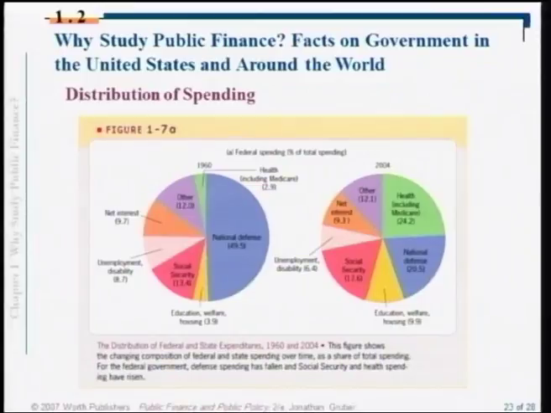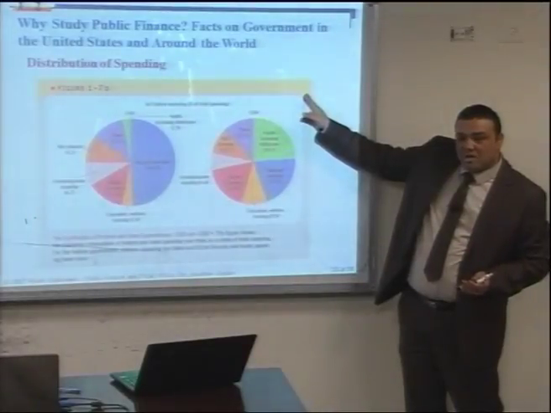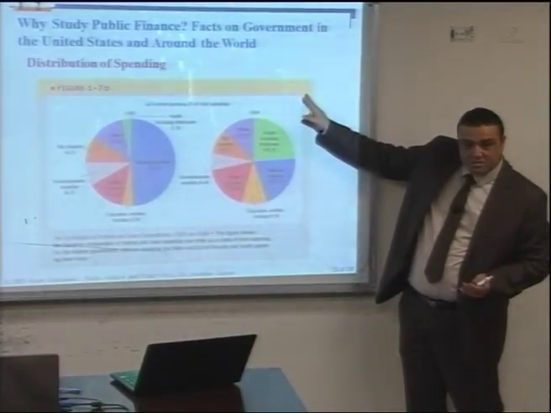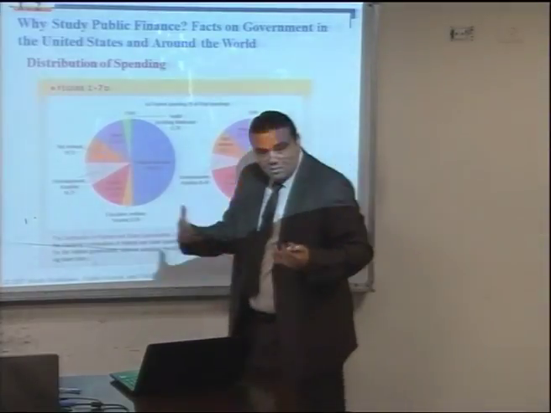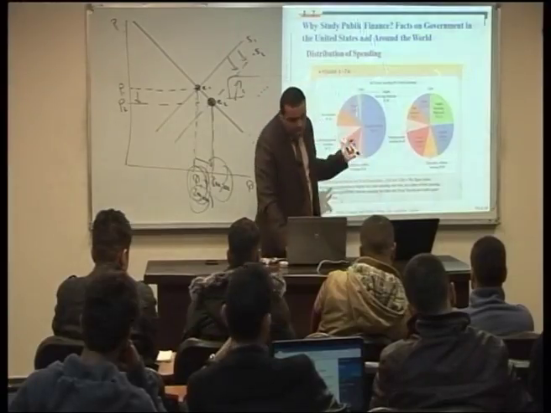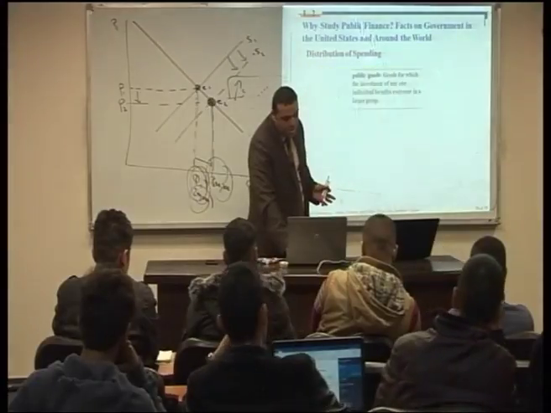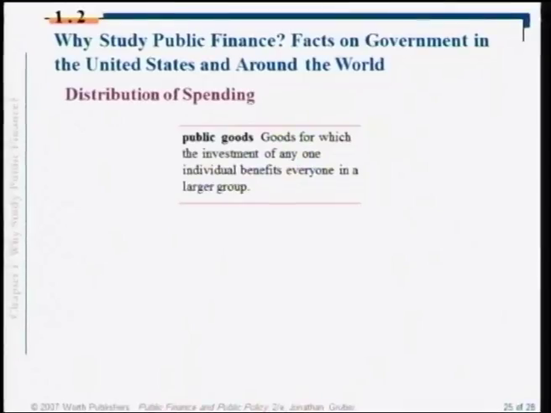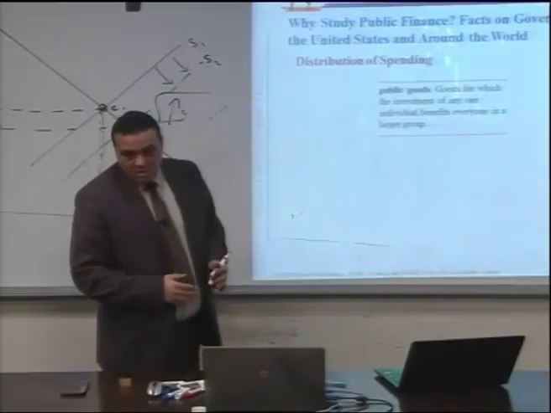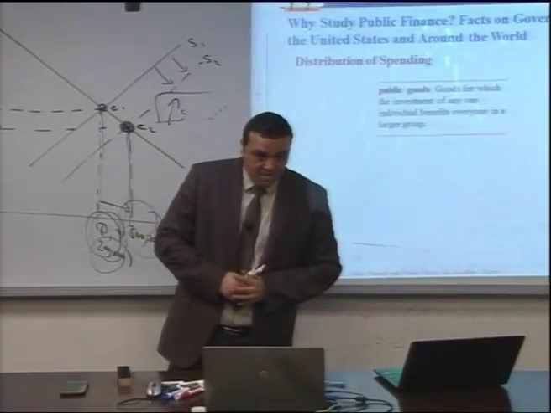Let's go to 2004. The government spending on national defense went down. Health took a larger share of the budget, and there is an improvement in the allocation of the government revenue, taxes.